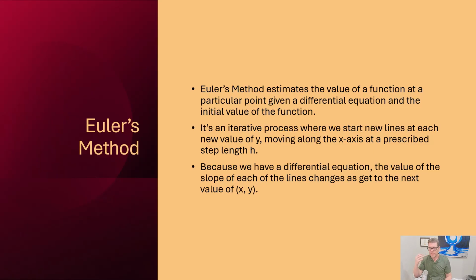Euler's method basically does that estimating of a value of a function at a particular point given a differential equation and the initial value of the function. It's an iterative process where we start new lines at each new value of y, and we move along the x-axis at a prescribed length, which we call h. Because we've got a differential equation, the value of the slope is going to change from one value of x, y to the next. So the lines are going to look slightly different, or majorly different, depending upon the kind of function you're looking at and where we are in x and y.